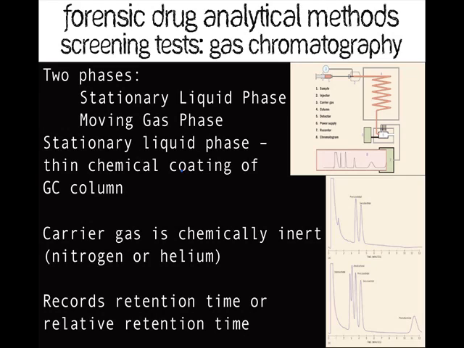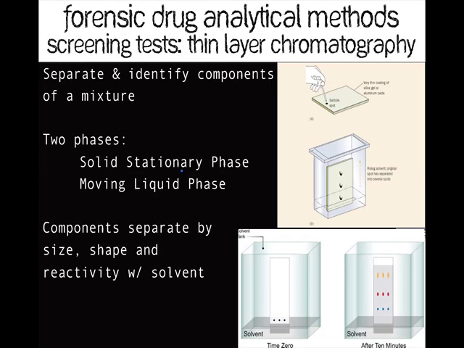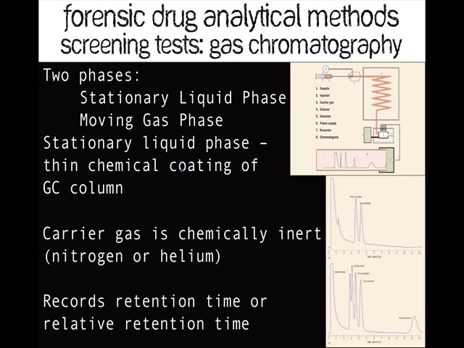There's also gas chromatography, which is similar to what we just talked about with thin layer chromatography. There's the stationary liquid phase, and then there's a moving gas phase, which is also called the carrier gas. The stationary phase is a thin film of liquid in a column, and the carrier gas is chemically inert, generally nitrogen or helium. Then it's the time it takes a compound to travel from the injection port of the gas chromatograph to the detector, and this measures the relative retention time.